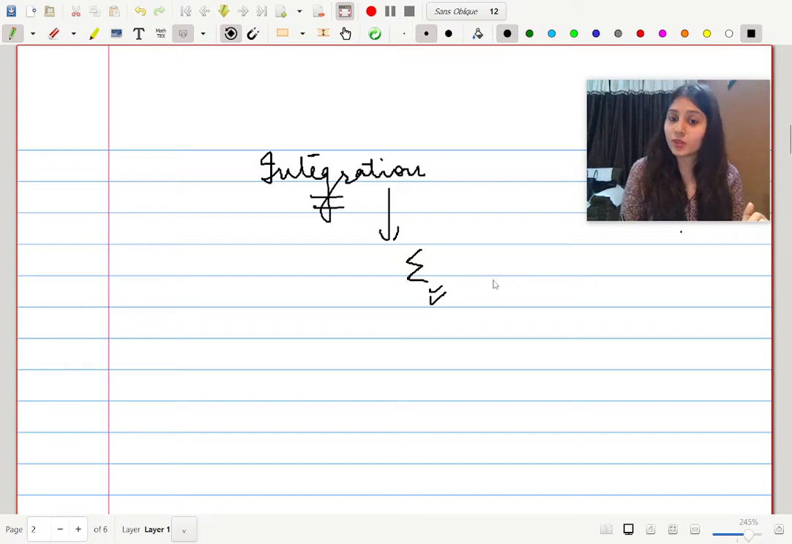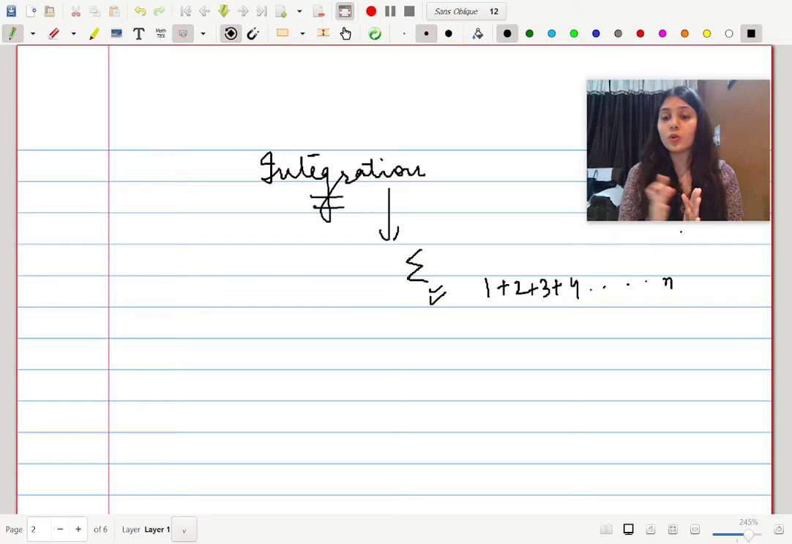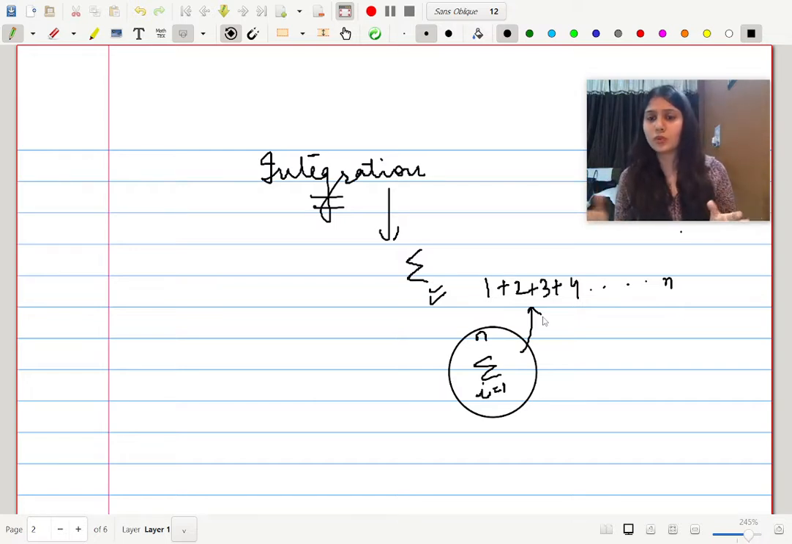For example, let's say we are going to add 1 plus 2 plus 3 plus 4 till n. This is an AP, an arithmetic progression, and we're going to add all these numbers together. I can write this as summation of i from 1 to n, and that's how we add all these numbers together. These are numbers like 1, 2, 3, 4. They're all discrete numbers and we are going to add them till n.